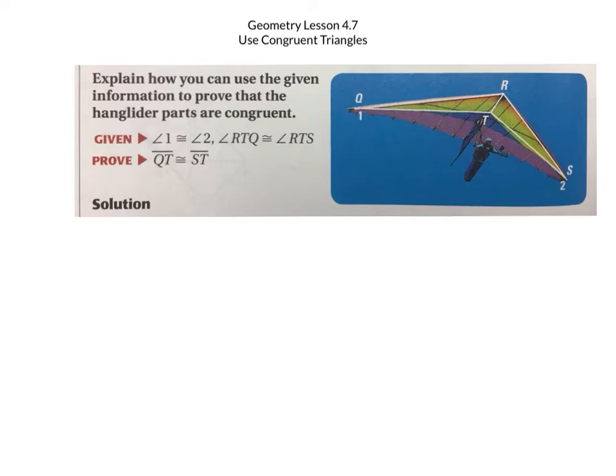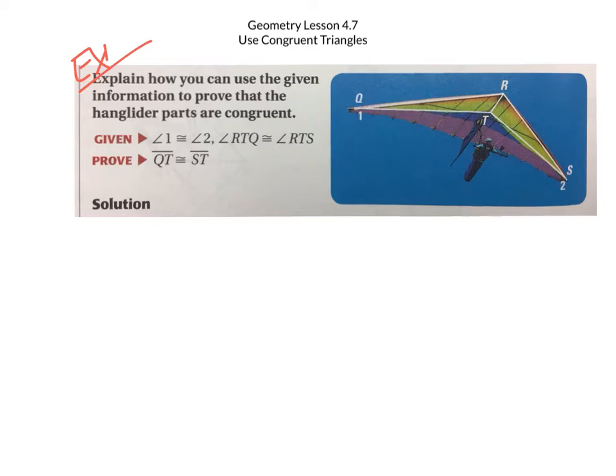So let's look at example 1. We're going to explain how we can use this given information to prove the hang glider parts are congruent. So let's look at this hang glider. What parts are they? Look at the given. What are they telling us?